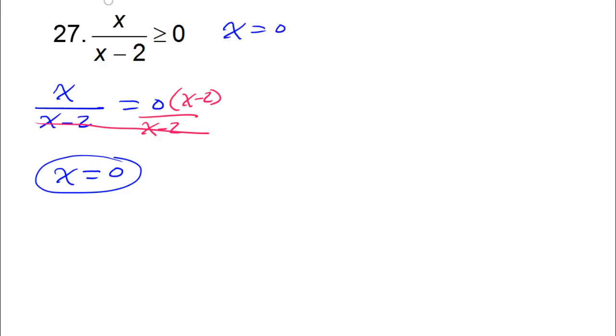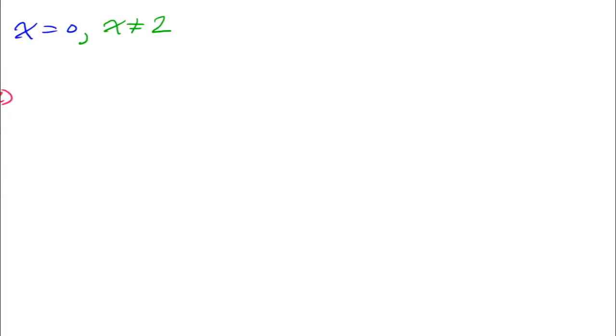Now in addition to that solution, another critical value will be the excluded value, x cannot equal +2. So these are the two values that go on the number line.